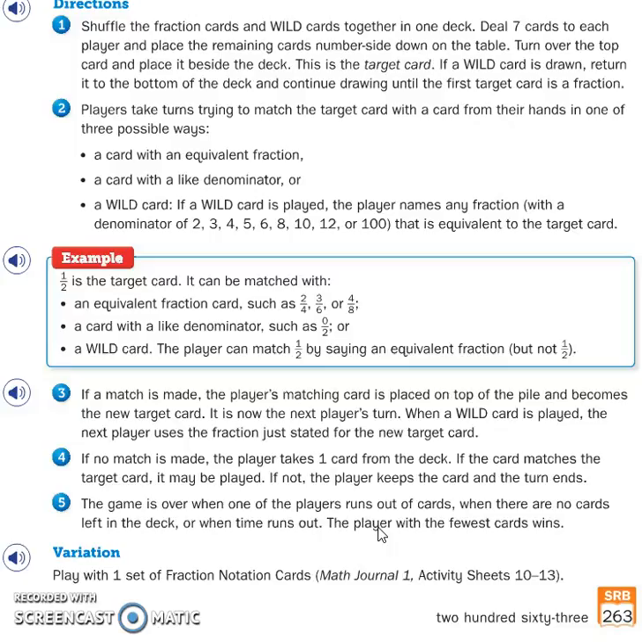The game is over when one of the players runs out of cards and there are no more cards left in the deck. If time runs out, the player with the fewest cards will be named the winner. Boys and girls, if you have time to play when you're done, shuffle the cards back up and start over. If not, clean up your stuff and head to the next activity.